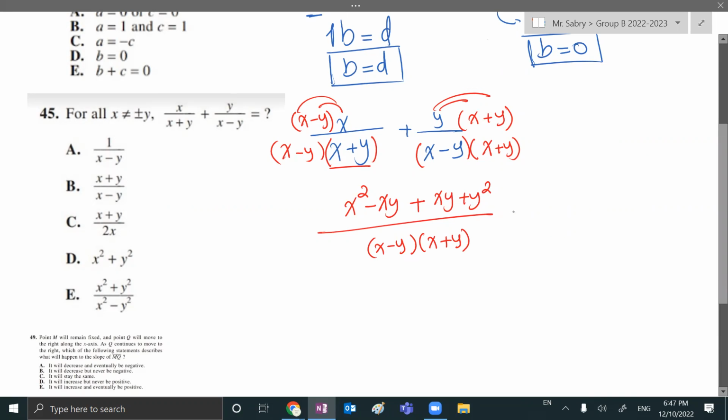No. Awesome. Now let's add like terms. So negative xy and positive xy will cancel each other. So then I'll have x squared plus y squared, all of this over the denominator. Now this is what we call a difference of 2 squares. Whenever we have 2 brackets that are exactly the same with different middle signs, it's a difference of 2 squares. But if you forgot that, you still have to distribute. And once you do that, you'll get x squared minus y squared.